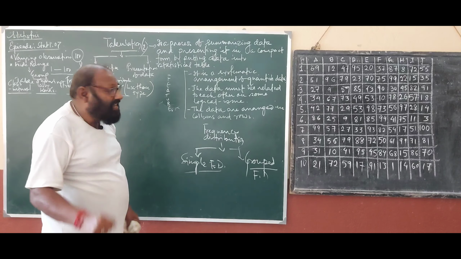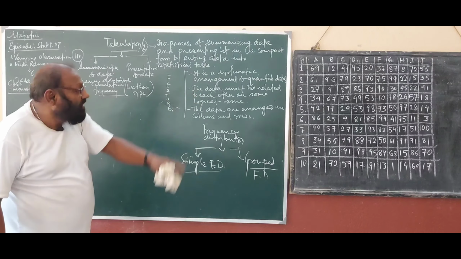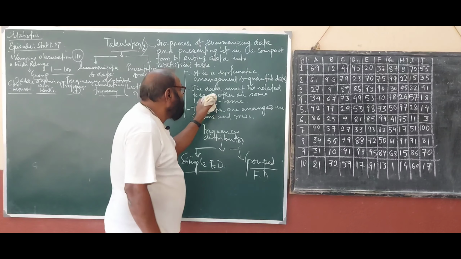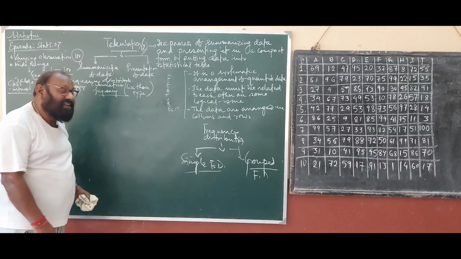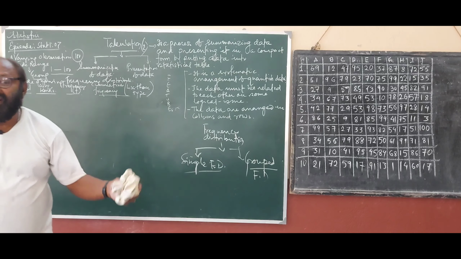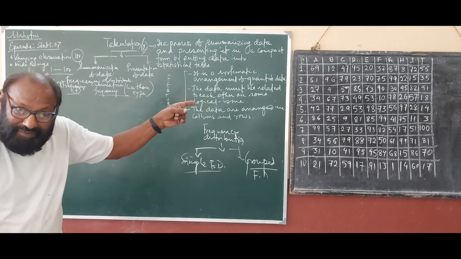So what are the features of tabulation? Number one, it is a statistical process. Number two, it is a systematic arrangement of quantitative data. Next, the data must be related to each other on some logical issue, and the data are arranged in columns and rows. Clear? So with this premise, I am going to solve this problem.